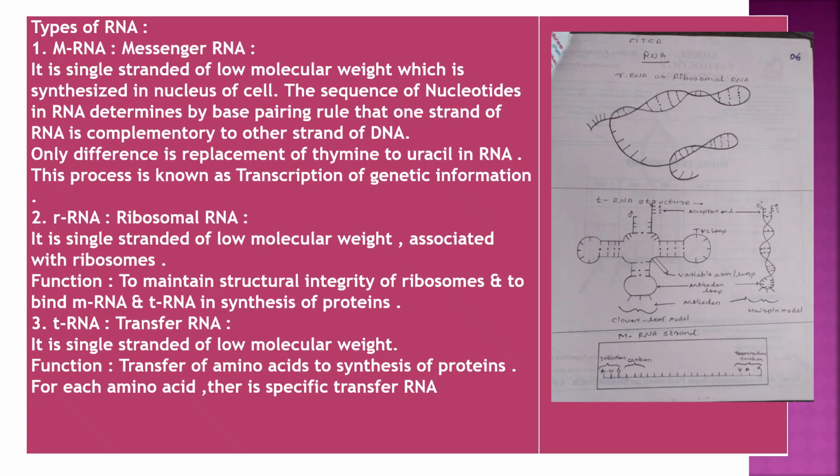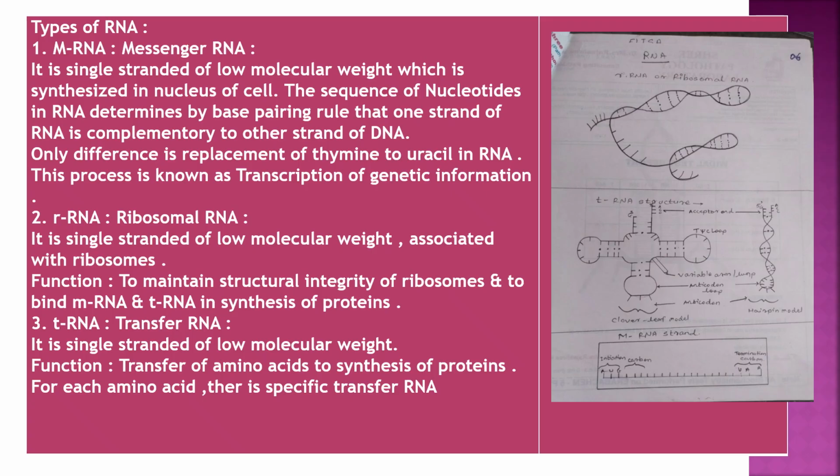Types of RNA. mRNA, messenger RNA. It is single stranded, of low molecular weight, which is synthesized in the nucleus of the cell. The sequence of nucleotides in RNA is determined by the base pairing rule, so that one strand of RNA is complementary to the other strand of DNA. The only difference is replacement of thymine by uracil in RNA. This process is known as transcription of genetic information.